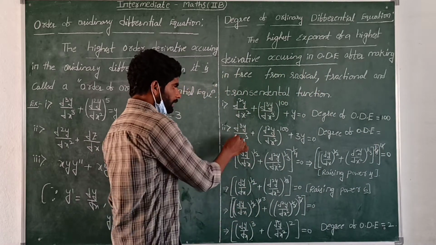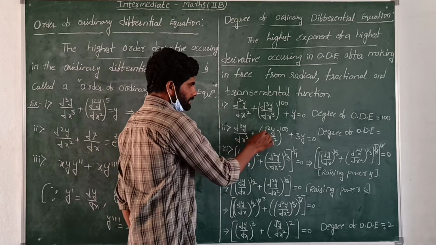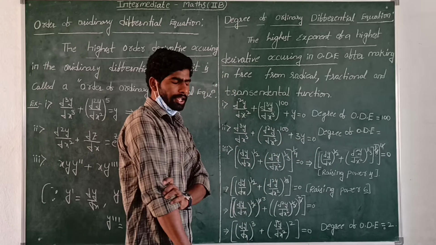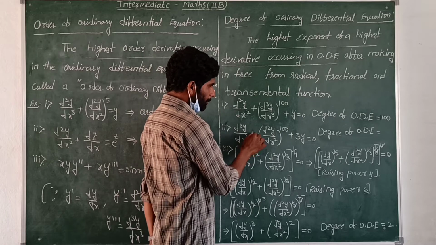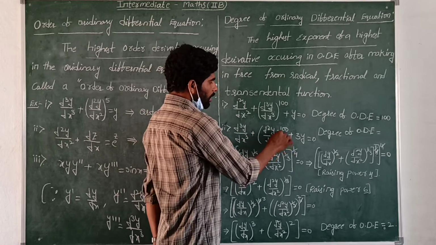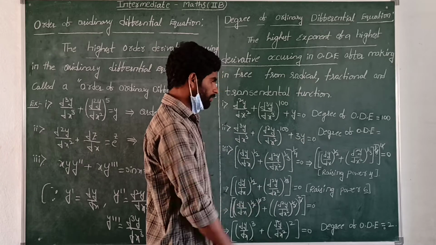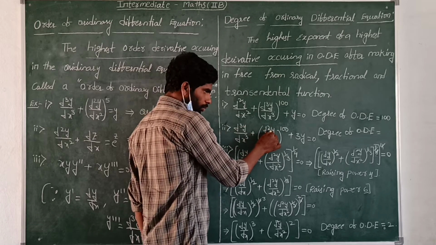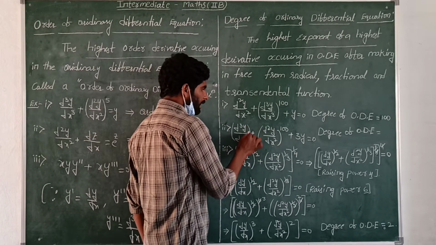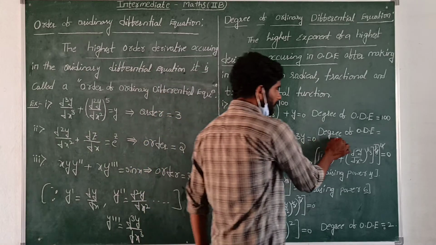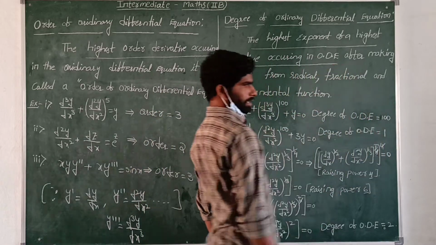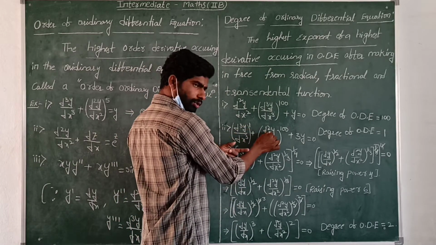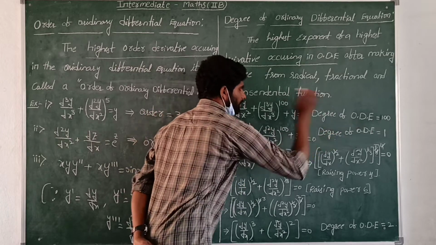Coming to the second one: d cube y by dx cube plus d square y by dx square whole to the power of 100 plus 3y is equal to 0. Here the highest derivative occurring is of order 3, and the power 100 belongs to the order 2 term. So the exponent of the order 3 term is 1. So the degree of the ordinary differential equation equals 1, because 3 is the highest order compared to 2.